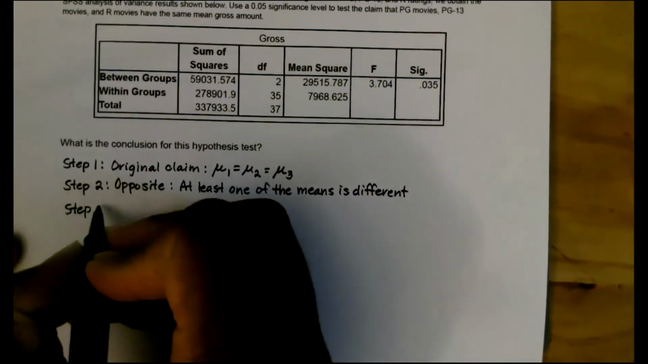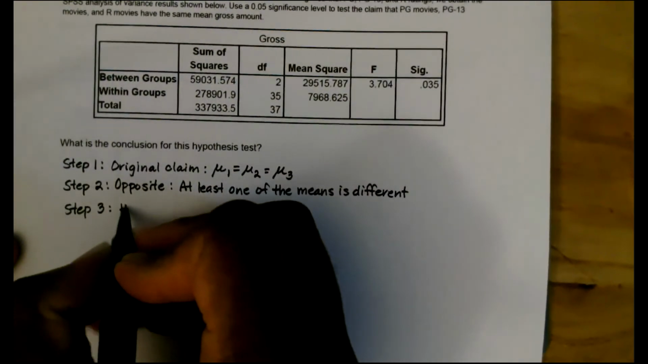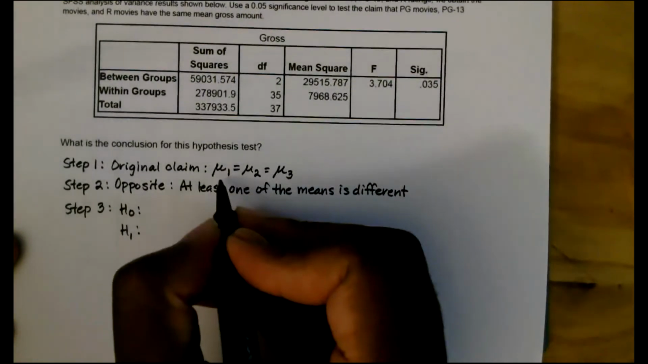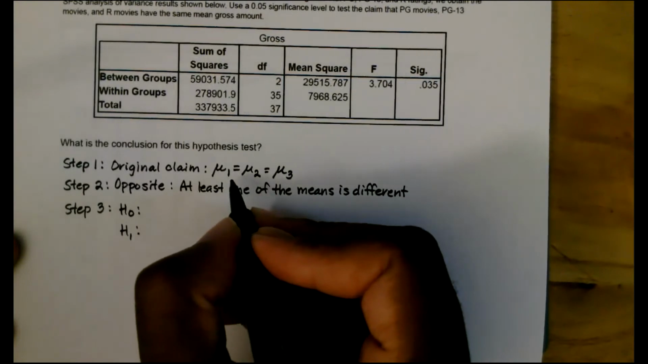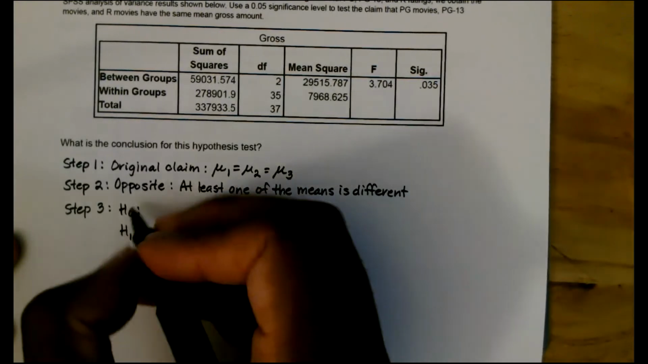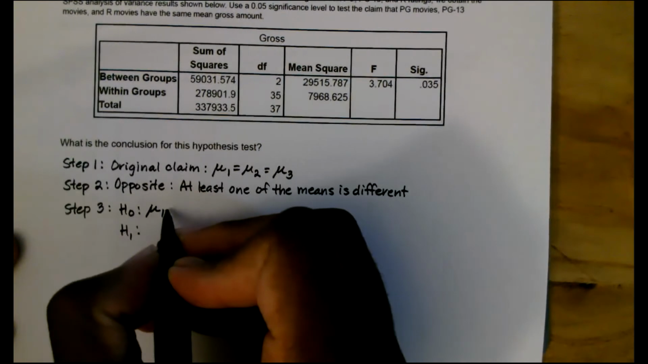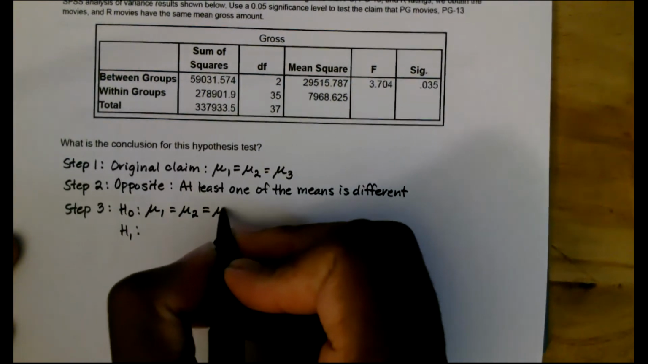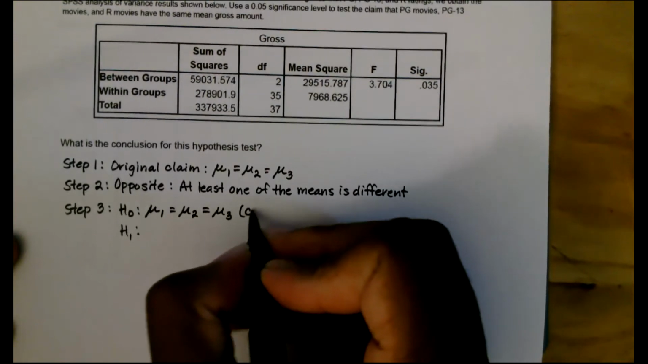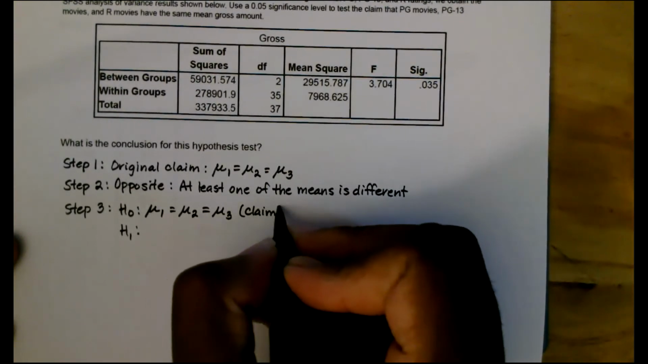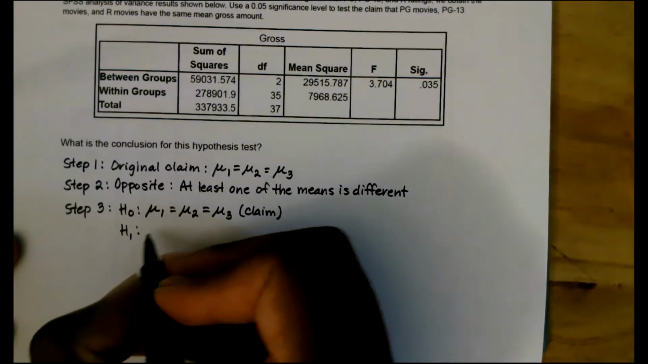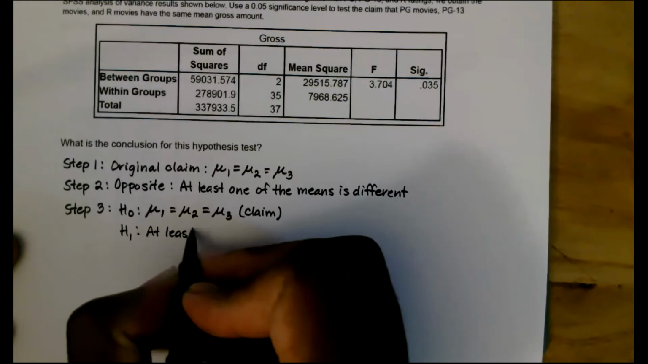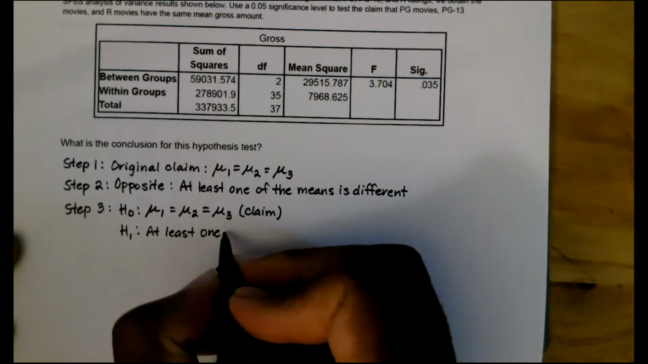And then step number 3 is writing the null and the alternative hypothesis. Of course, that original claim just has only equal signs, so that has to be your null hypothesis. Mu sub 1 equals to mu sub 2 equals to mu sub 3. That is your claim. And then the alternative, of course, is that opposite. At least one of the means is different.